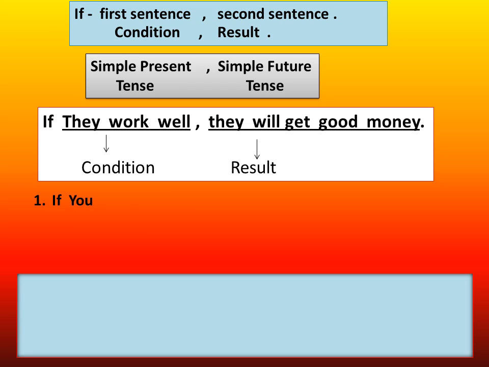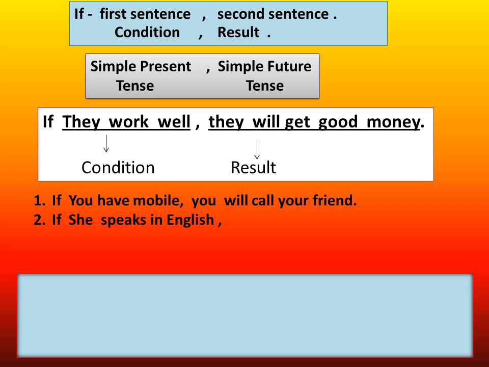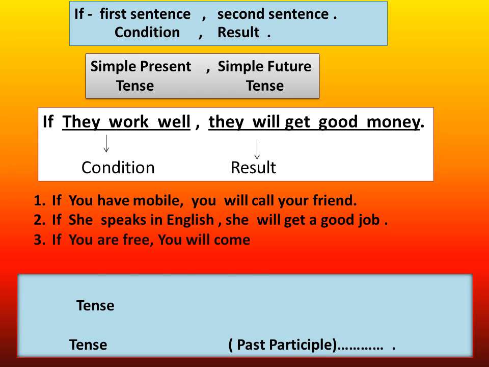We see another example. If you have a mobile, you will call your friend. If she speaks in English, she will get a job. If you are free, you will come with me. In this way we can use if easily in our daily life.